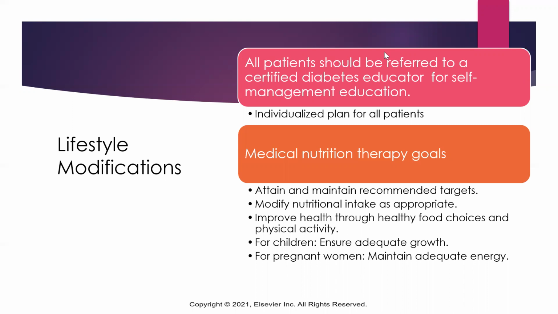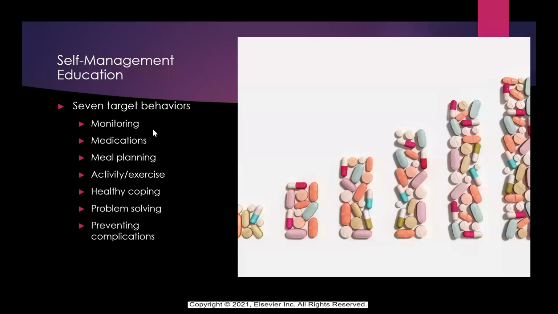For kids, our big thing, we need to make sure that they're adequately growing, and for pregnant women, that they're maintaining adequate energy. So we are going to help out with medication management and the education, but this is really going to be a self-managed diagnosis, right? Our patients have to give themselves insulin. So we have to take into account all of our patients' capacities. What do I mean by that?